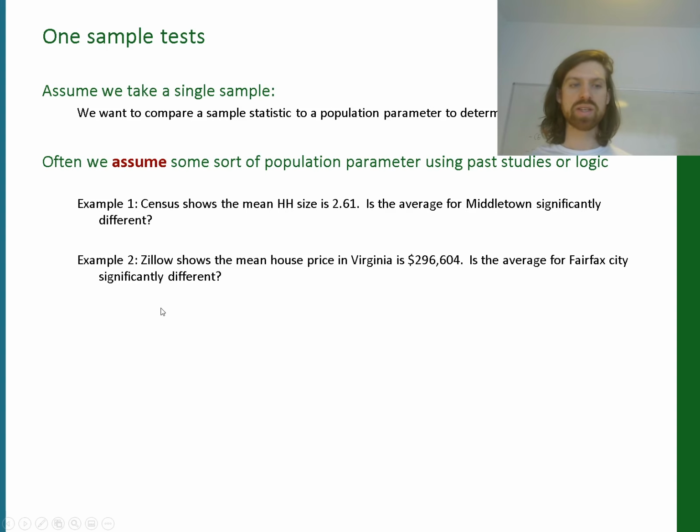Okay, so this is one of my favorite examples that I use. We'll also be covering some of these here, so related to the census. So what exactly is the mean household size? Is the average for a hypothetical town in Middletown significantly different from that? Okay.